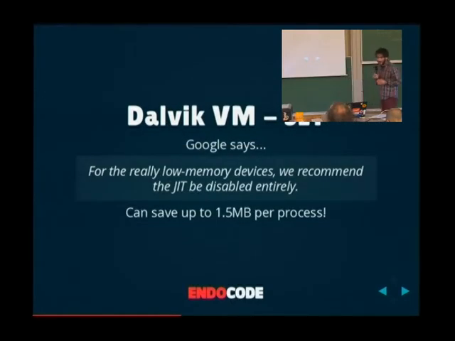Now I'm going to talk a bit about JIT and why Google asked for disabling it. You can read there: for really low memory devices, we recommend JIT to be disabled entirely. Why is that? Because when the JIT translates the bytecode to native code, it needs to store it somewhere. So Android has a cache for the native code in memory. And they say that if you disable JIT, you can save up to 1.5 megabytes per process.